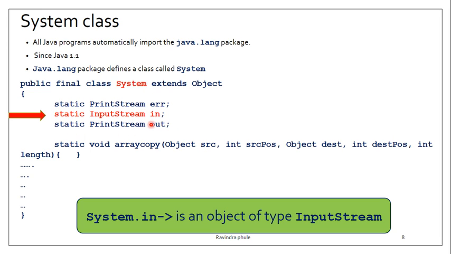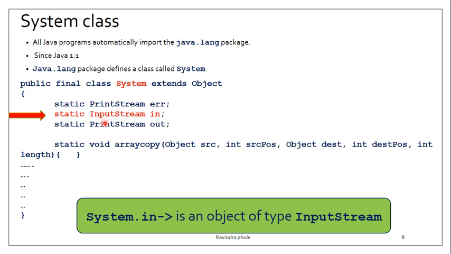Now try to understand how many fields are there. These are the three fields or members, namely err, in and out. These members are going to help us take the input, especially this second one. Try to understand that this member is static. Static members are always called by the class name. That's why we say System.in.